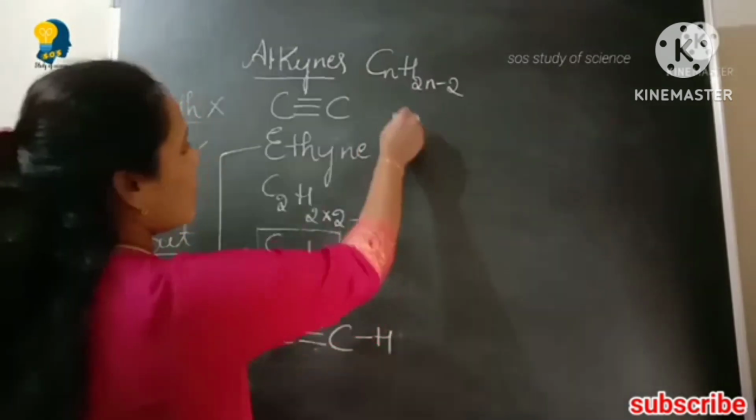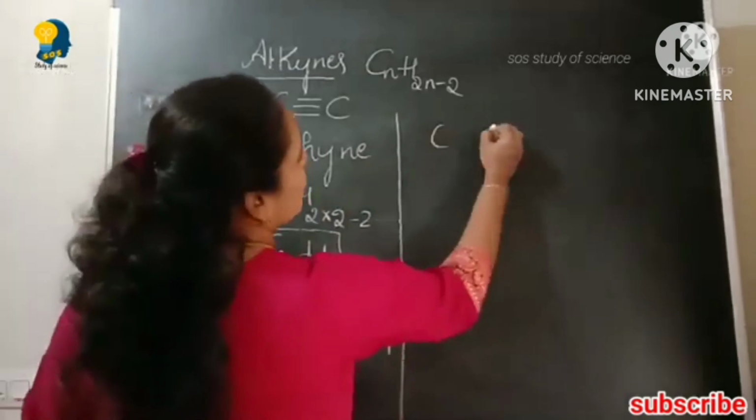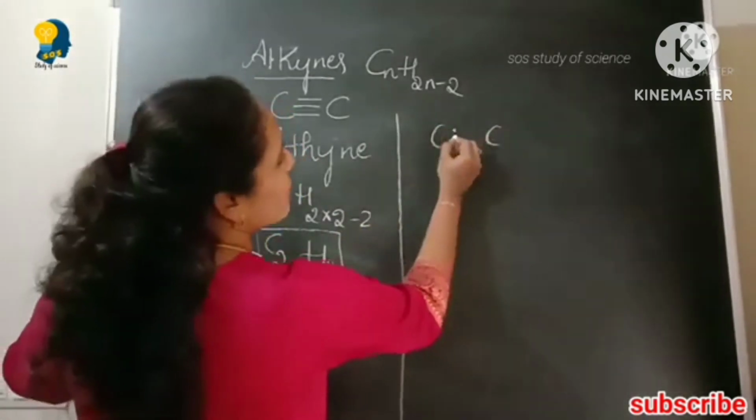Yes, correct. Now it's time to write the electron dot structural formula. See, C2, 2 carbon atoms. As it has to create a triple bond, share 3 electrons.